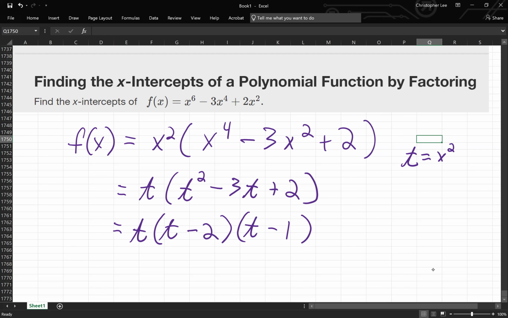-2 and -1. Very good, right? Let's plug in negative, because you have to add up to -3. Now I'm going to throw back in the x squared, just to be fair. So now what do I have? I have x squared times x squared minus 2 times x squared minus 1.